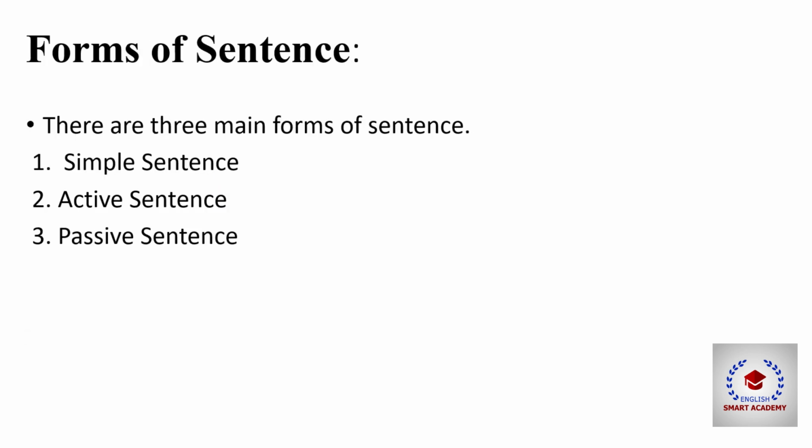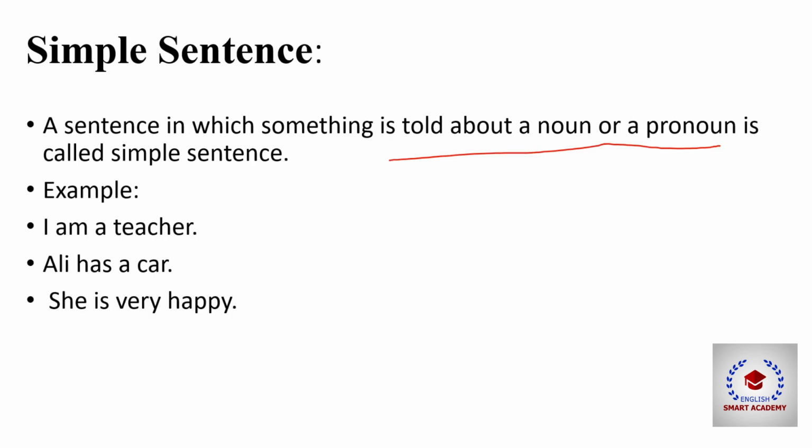Forms of sentence, so there are three different forms of sentence: simple sentence, active and passive. Simple sentence is a sentence in which something is told about a noun or a pronoun. Here are the three different examples of simple sentence. First one is I am a teacher. So here you can see it is showing identity. Second one is Ali has a car. So it shows the possession. Ali has something. Third example is she is very happy. This shows the condition. So these are the examples of simple sentence.